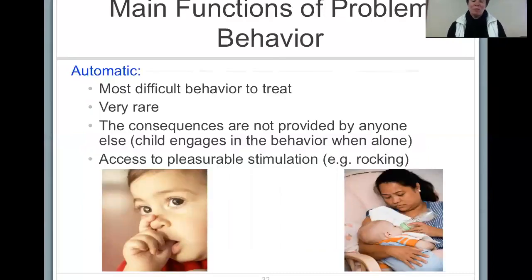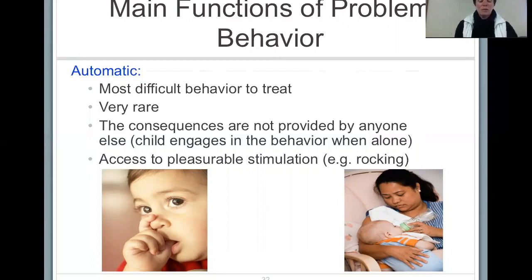The final function of problem behavior is automatic reinforcement. This function occurs far less frequently than access or escape, but it is the most difficult to treat. Automatic behaviors serve no socially reinforced function, which means changing adult behavior doesn't work in these situations. Familiar examples of these kinds of behaviors include biting our fingernails, scratching an itch, or smoking. These are behaviors we engage in because we like the internal stimulation or the good feeling that it provides us. We may see these behaviors in the kid population as rocking, hand flapping, or even humming.